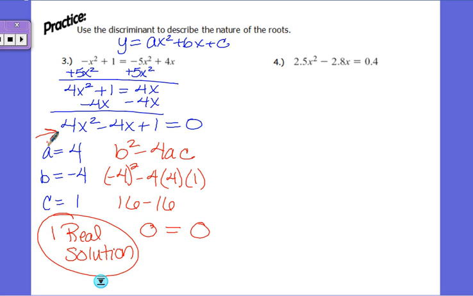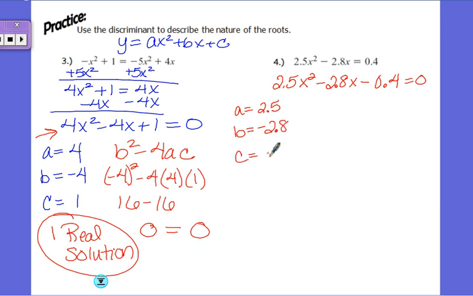All right, taking a look at number 4. We have decimals, but we can still figure out our discriminant. So let's go ahead and get that in standard form. So we've got 2.5x squared minus 2.8x minus 0.4. Our a is 2.5, our b is negative 2.8, and this c is negative 0.4. Plugging that into our b squared, so negative 2.8 squared minus 4 times a times c.